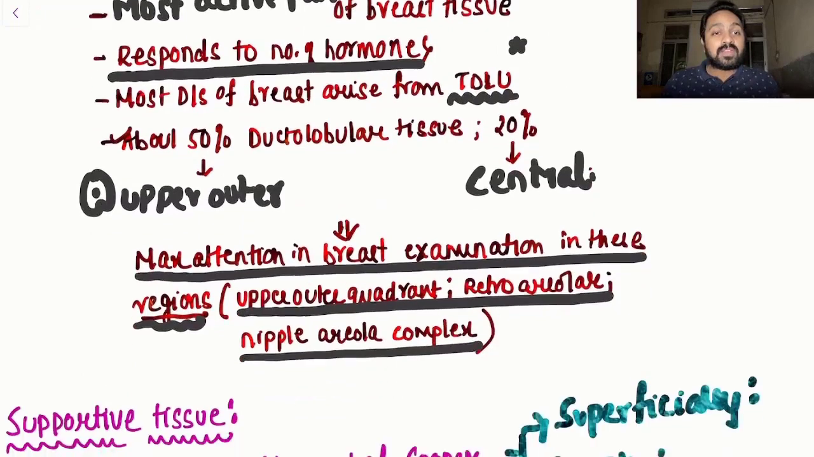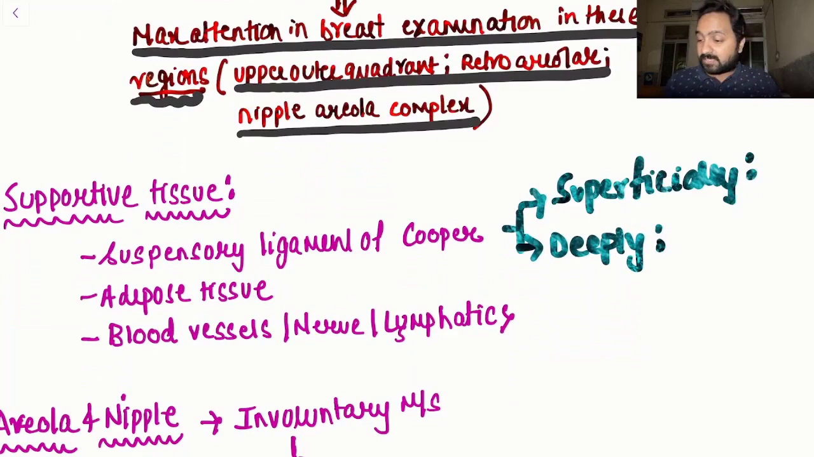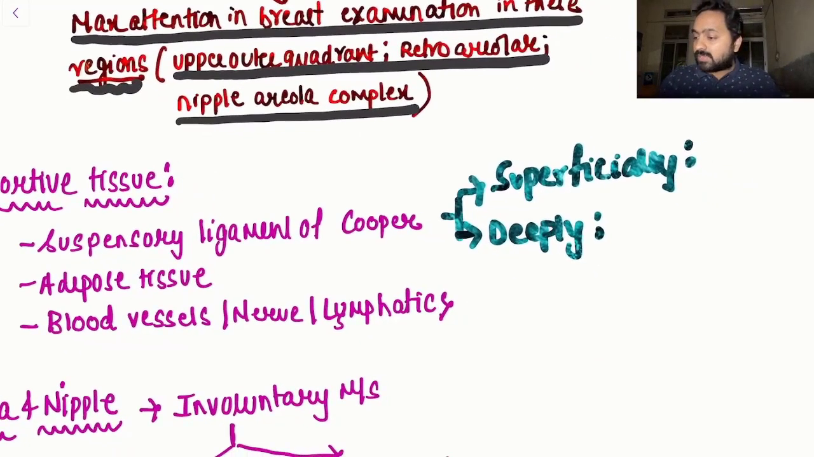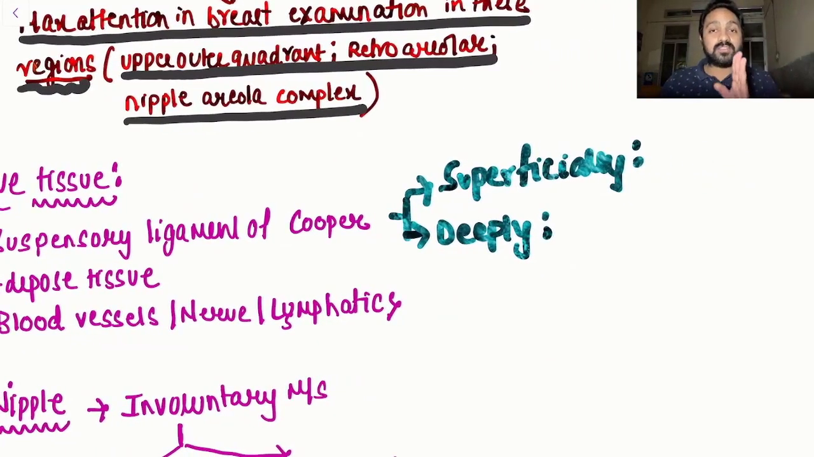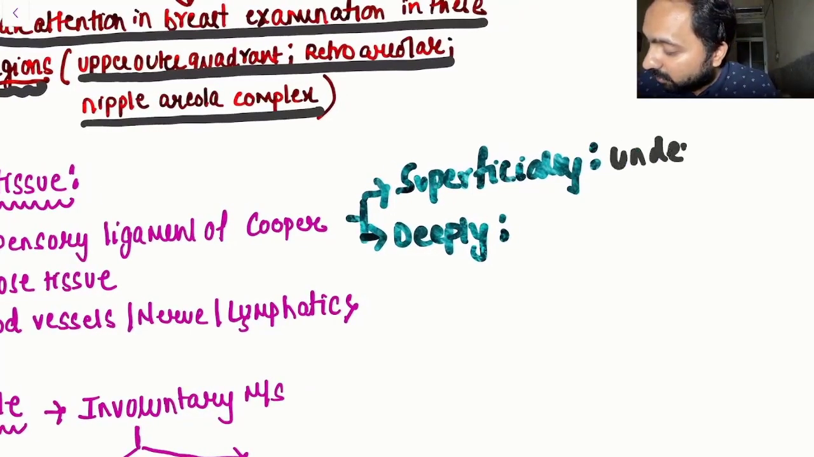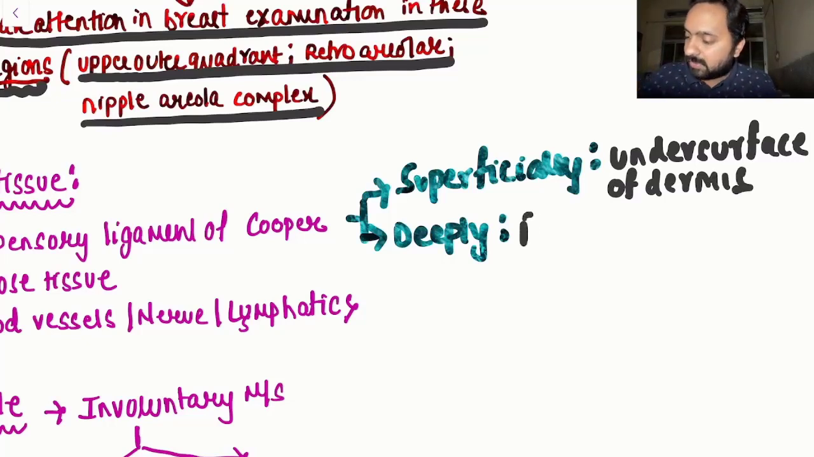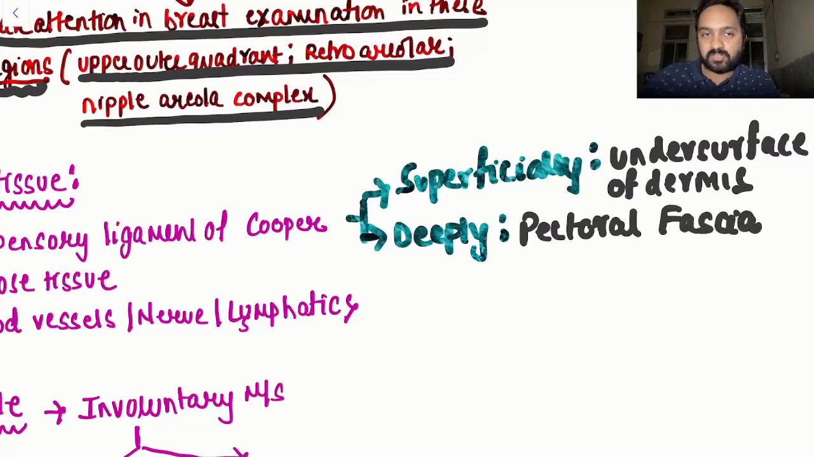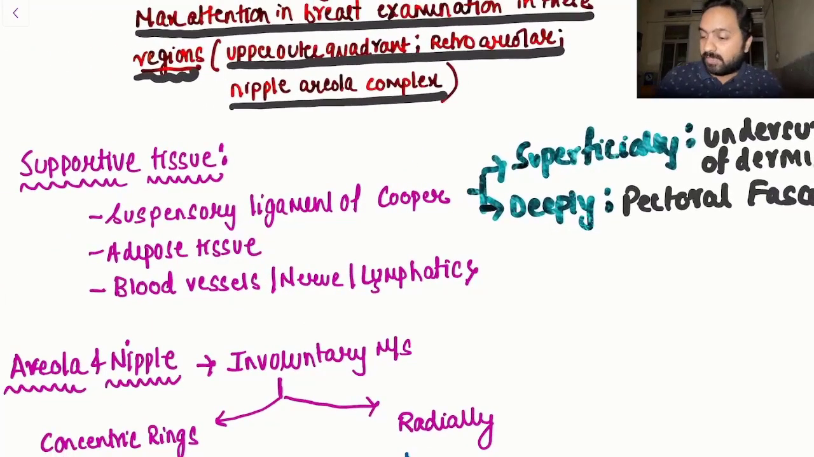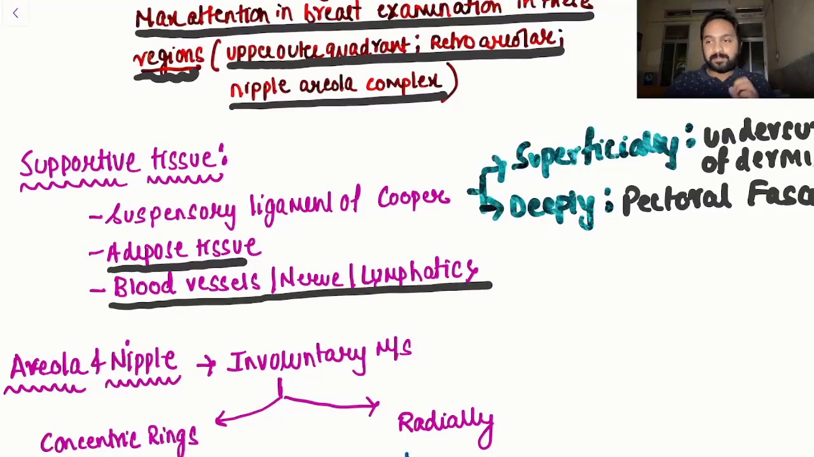Now moving down to the next part, which is your supportive tissue. So supportive tissue is your suspensory ligament of Cooper. This has two parts, one is the superficial and one is the deep. So superficial it is up till your under surface of dermis and deeply attached to your pectoral fascia, right. Other supportive tissue includes your adipose tissue and your blood vessels, nerve and lymphatics, right.